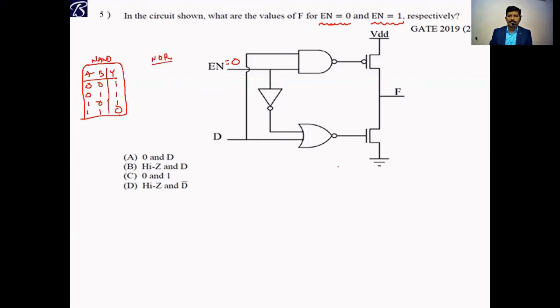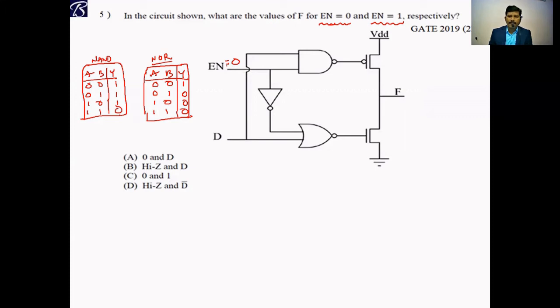NOR truth table, because a NOR gate is given here. What is the NOR truth table? This is A, B, this is Y. 0 0 gives 1, 0 1 gives 0, 1 0 gives 0, 1 1 gives 0, right? So 0 plus 0 is 0, which gives 1, and the others give 0. This is the NOR operation, right?